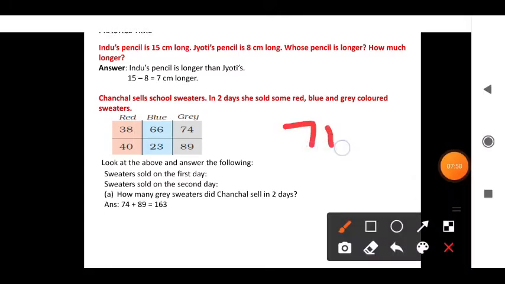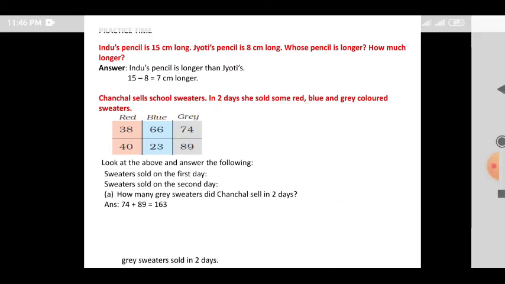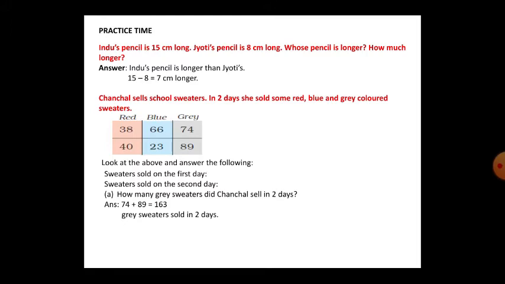74 plus 89, because they are asking how many grey sweaters did Chanchal sell in both the days, 2 days. You have to add here. 4 plus 9 is 13. 3, 1 will be the carry. So 7 plus 8 is 15, plus 1 is 16. So 163 is the answer. Grey sweaters, 163 grey sweaters she sold in 2 days.